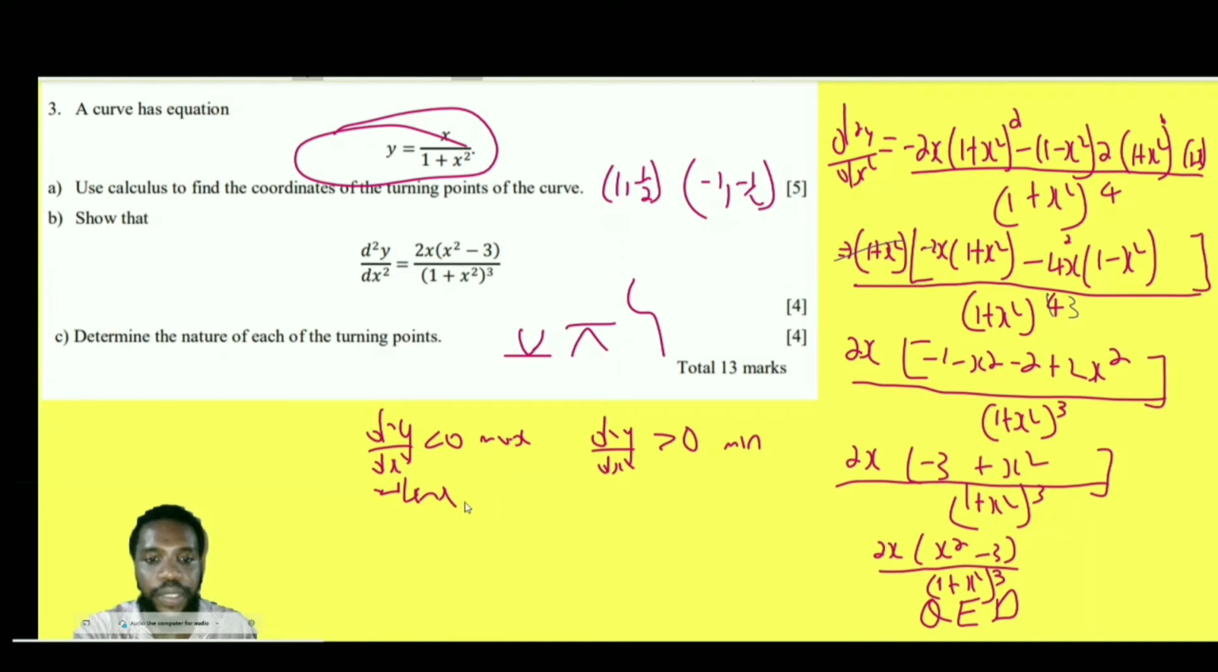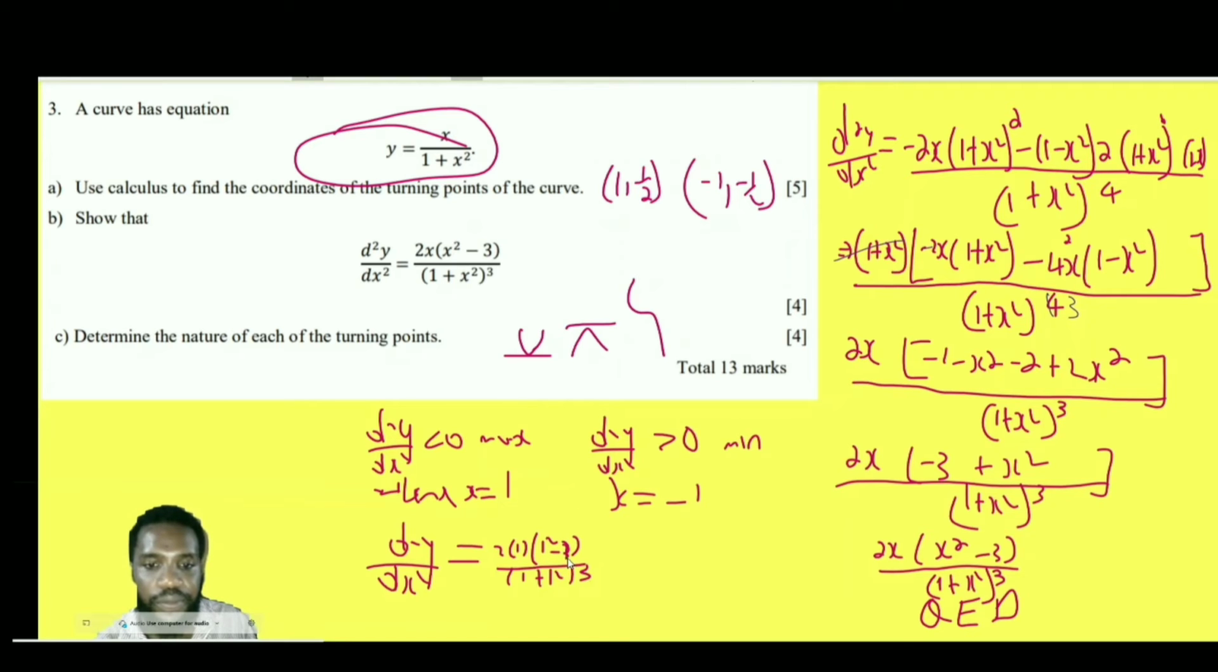So when x equals 1 and when x equals negative 1, d squared y over dx squared equals... So let's go over here. Now if I put 1 here, I'm going to have 2 times 1, which is 2, into 1 squared minus 3. So it's going to be 2 times 1, open bracket, 1 squared minus 3, all over, open bracket, 1 plus 1 squared, to the third power.